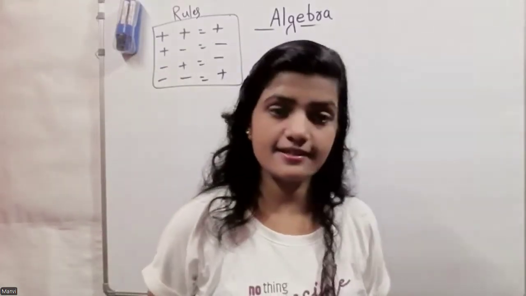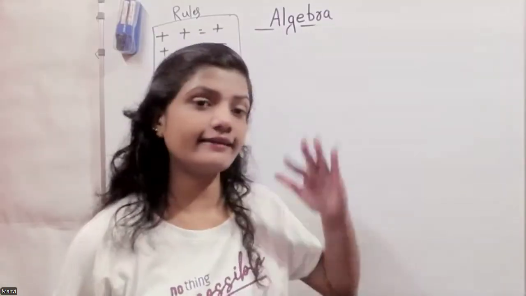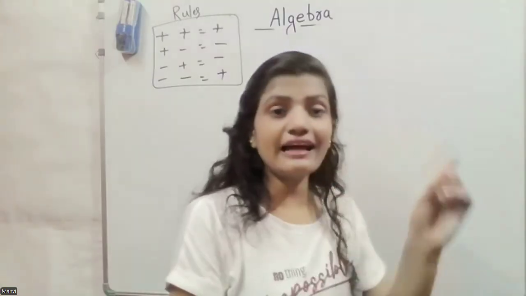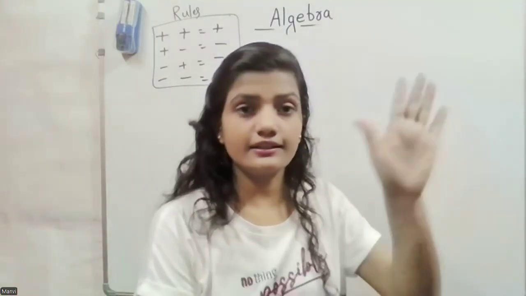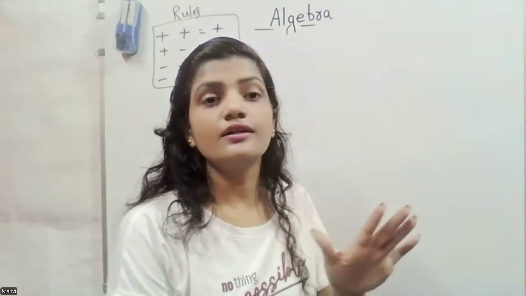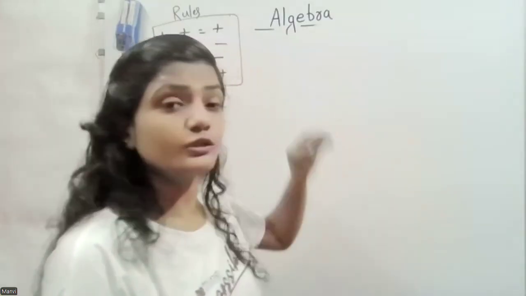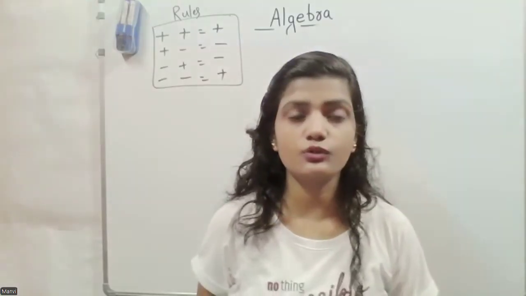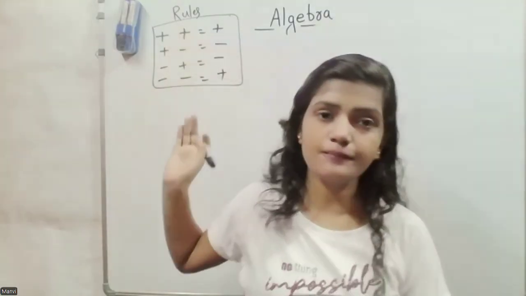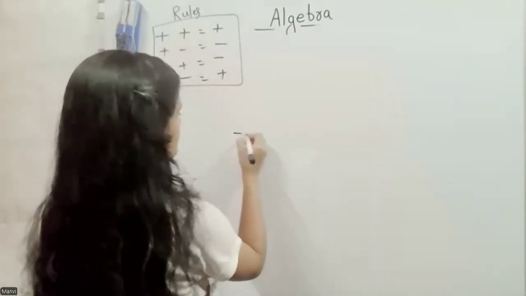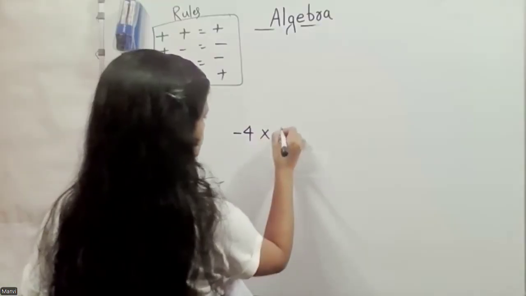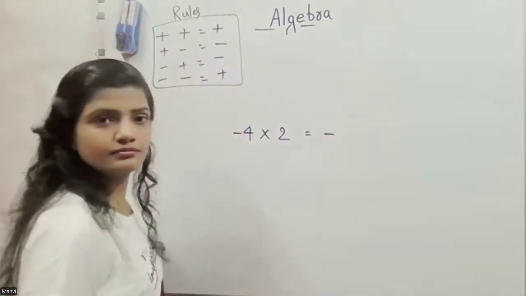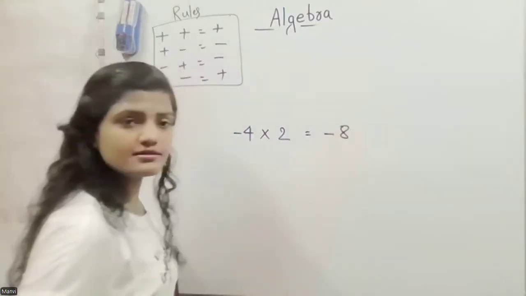So in division and multiplication, we don't apply that rule of always putting the sign of the bigger number, because in addition and subtraction we need to put the sign the bigger number holds. But for multiplication and division, we just remember the rule of the sign. So when multiplying minus 4 times 2, different signs mean the answer must be negative. 4 times 2 is 8, so minus 8.